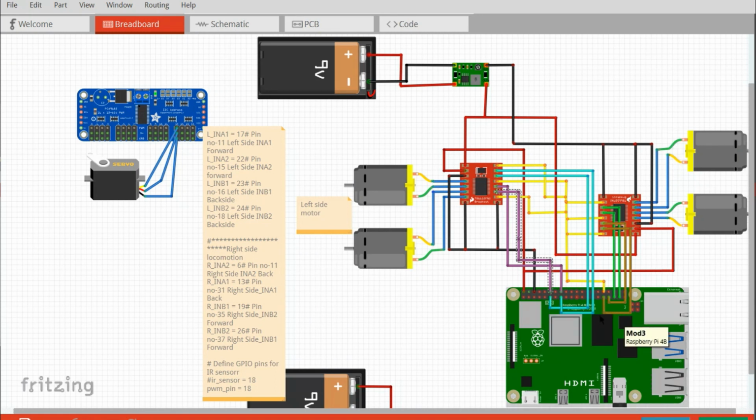The other side: GPIO 19 and GPIO 26 are controlling the top motor, this one, and GPIO 6 and GPIO 13 are controlling the bottom right hand side motor.